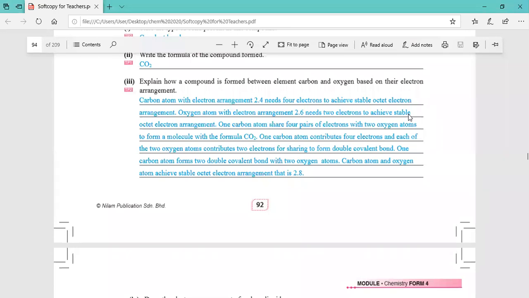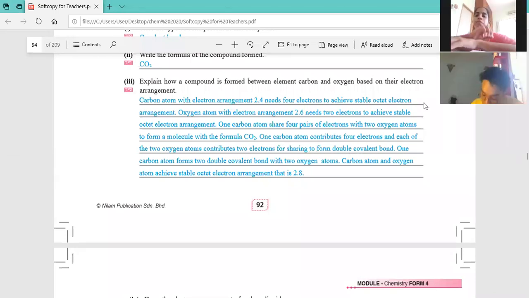Okay, now how to explain the formation of carbon dioxide? Carbon with the electron arrangement of 2.4 needs 4 more electrons to become stable, correct or not? Yes. Oxygen with the electron arrangement of 2.6 needs 2 electrons to achieve a stable octet. One carbon atom will share 4 pairs of electrons with 2 oxygen atoms to form a molecule with the formula of CO2. One carbon atom will contribute 4 electrons and each of the 2 oxygen atoms will contribute 2 electrons for sharing to form a double covalent bond.